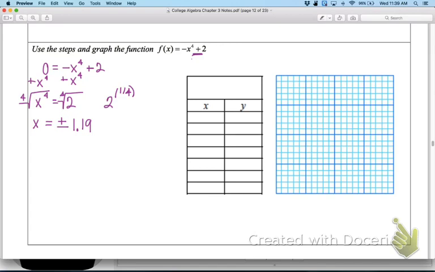Alrighty, use the graphing calculators to help make this process go a little bit faster. And that is that. You have a worksheet to work on today.